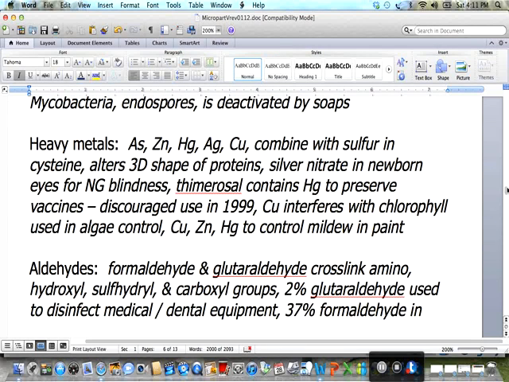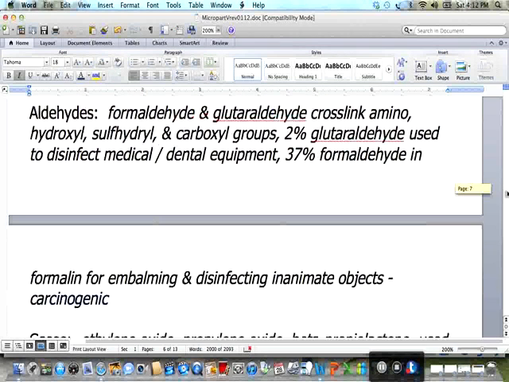The aldehydes include formaldehyde and glutaraldehyde. They work by cross-linking amino, hydroxyl, sulfhydryl, and carboxyl groups. Medical and dental equipment is disinfected with a solution of 2% glutaraldehyde. Formalin for embalming or disinfection of inanimate objects is made with 37% formaldehyde. Formaldehyde is carcinogenic.